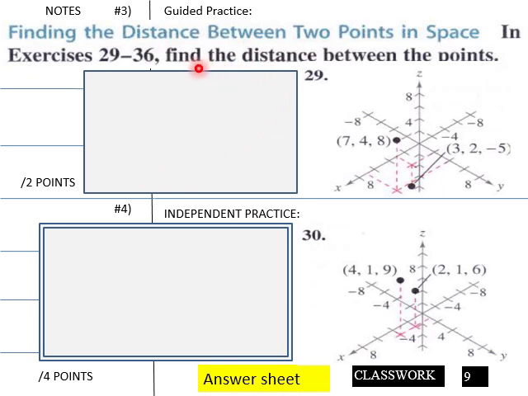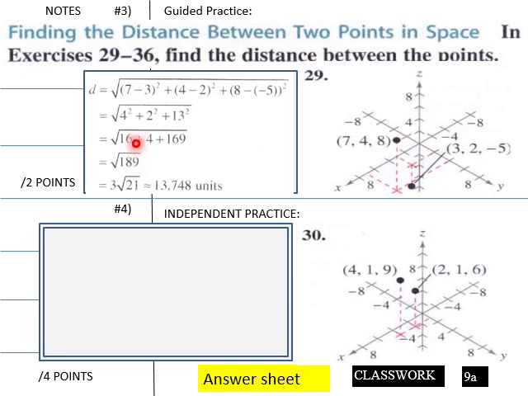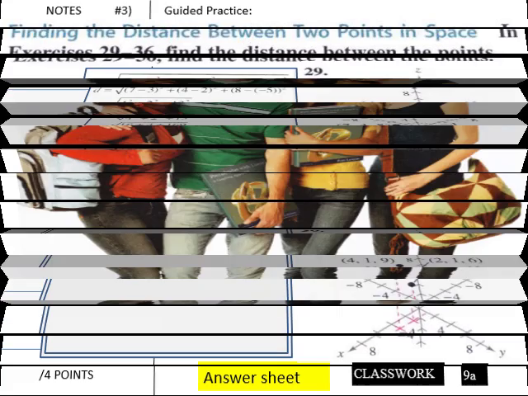So let's try one now. Find the distance between the points. So we have a point here, and then we have a point here. So 7, 4, 8, and then 3, 2, -5. Of course we're going to use the formula up here: 7 minus 3, 4 minus 2, 8 minus the -5, and then we square, combine, and take the square root of 189, which reduces down to 3 times radical 21. So that would be an example of how to do that.